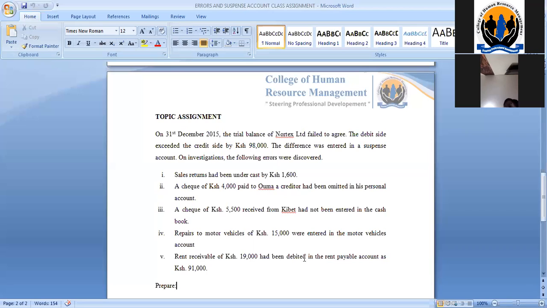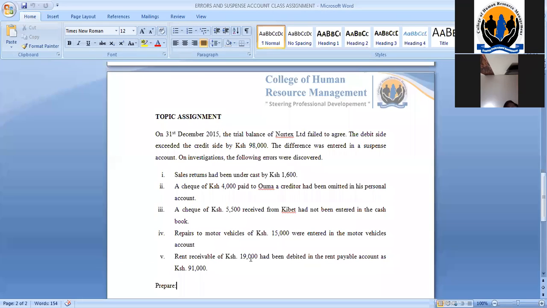But look, where was the mistake? The mistake is that it was entered in rent payable on the debit side. As if that is not enough, it was entered by 91,000. So here we have like 3 or 2 mistakes that we are handling. The transaction was to be entered on the rent receivable. It was entered by mistake in the rent payable. And again, it was entered using a wrong amount. So note here, this account was supposed to be credited by 19,000.